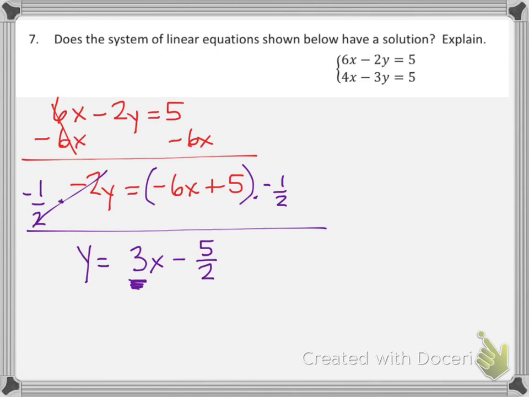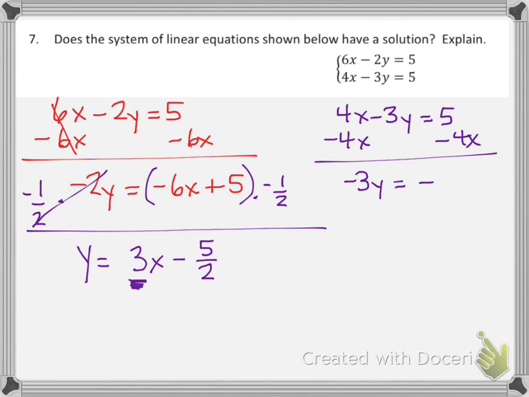All right, so 4x minus 3y equals 5. Subtract 4x from both sides. We get a negative 3y is equal to a negative 4x plus 5. And then we can multiply by the reciprocal of negative 3. That's a negative 1/3. And do that to both sides. Multiply by a negative 1/3.